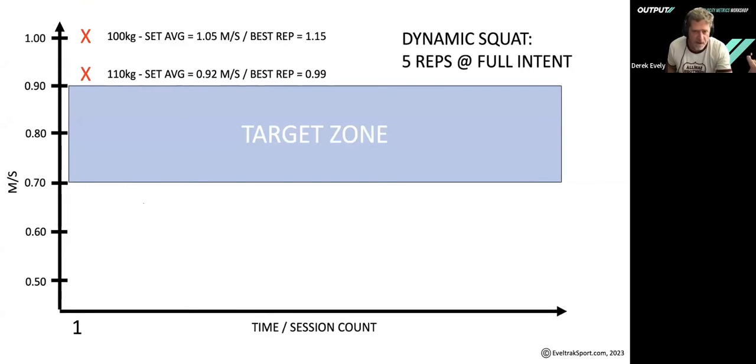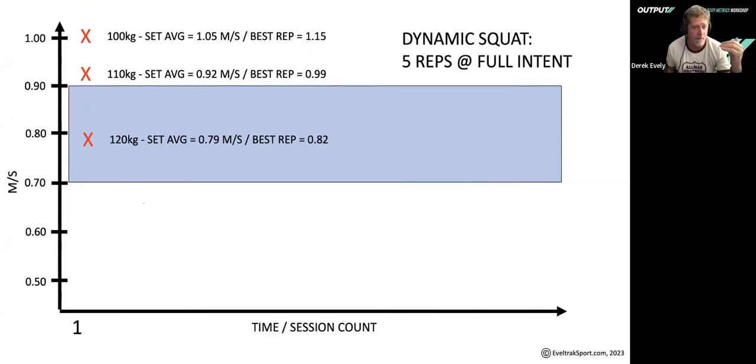And I slap 10K on, and I'm just making these numbers up. Let's say it's 110 kilos, take 10K on, and now it's 0.92 meters per second with a best rep of 0.99. Okay, we're getting there. We're still outside the zone, so we do another set. I try to keep it to no more than about 3 or 4 test sets, because we're going to have to do this again the next day or maybe in the afternoon. So I have to be a little bit careful. I don't want 8 sets.